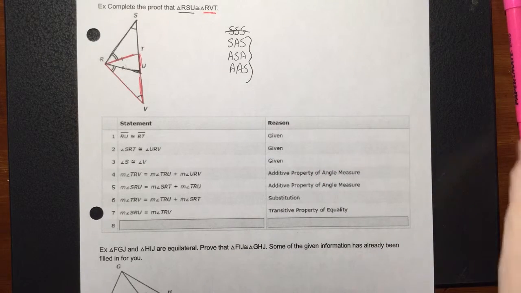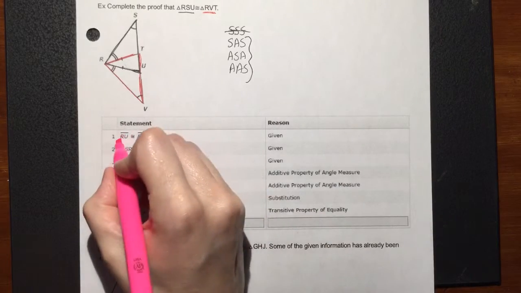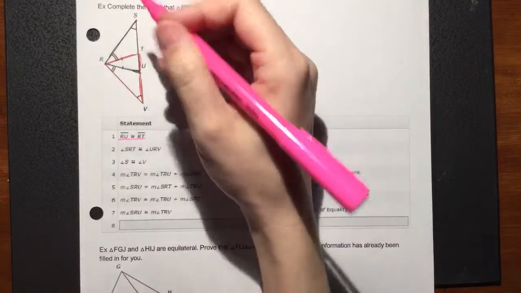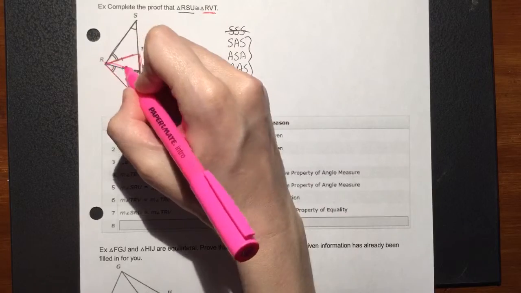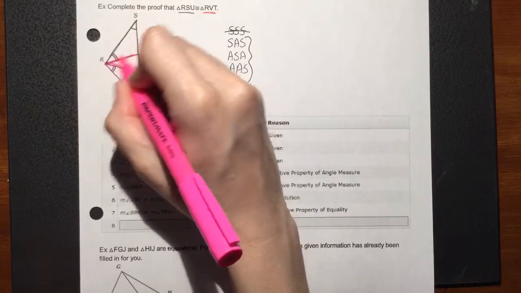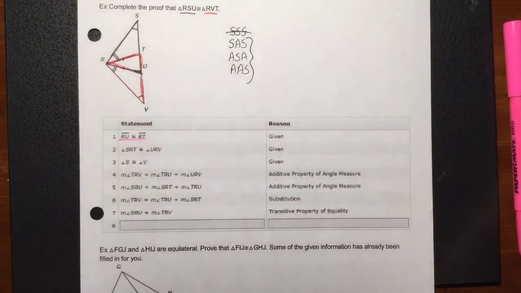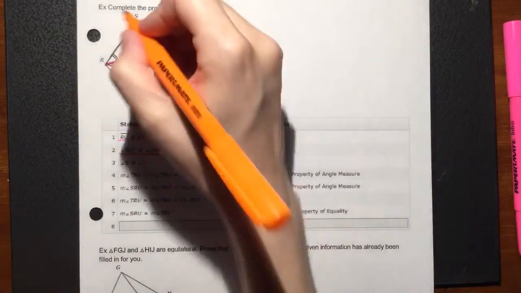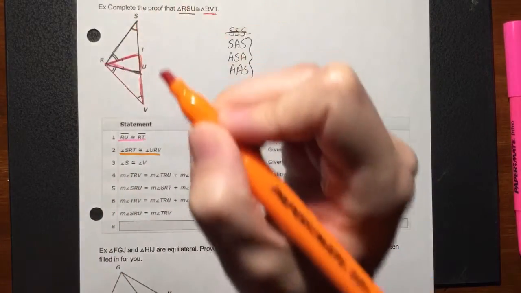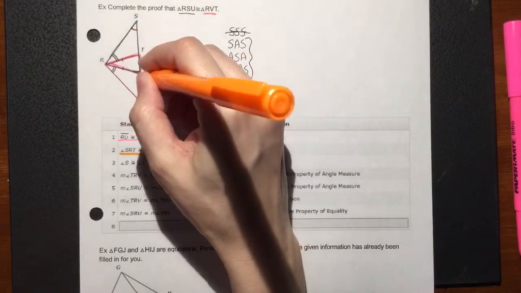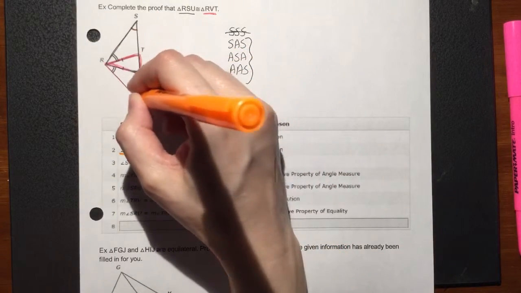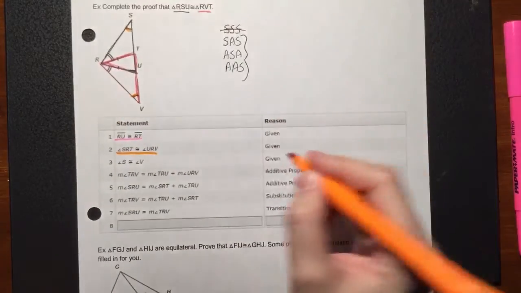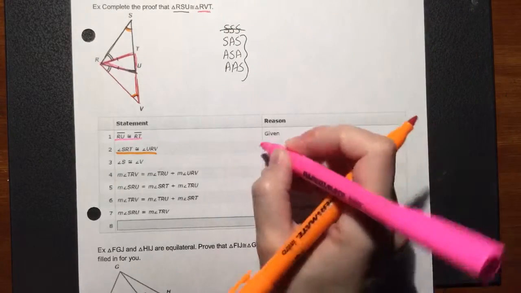So if we start working through what they've given us, RU is congruent to RT. So RU is congruent to RT. It's marked for us in the picture. And they also give us angle SRT is congruent to angle URV. So we've got those right there, and that's another given that's shown in the picture for us.